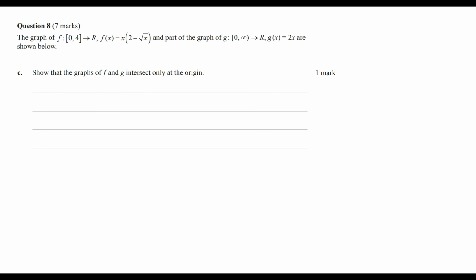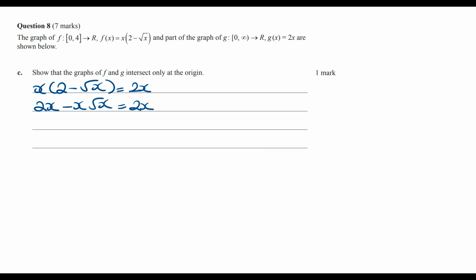Show that the graphs of f and g intersect only at the origin. To find the point of intersection of the graphs, we need to let the function f equal g and then solve for x. And so we're going to get x times (2 minus root x) is equal to 2x. Expanding the left hand side, this will be 2x minus x times root x, which is going to equal 2x.